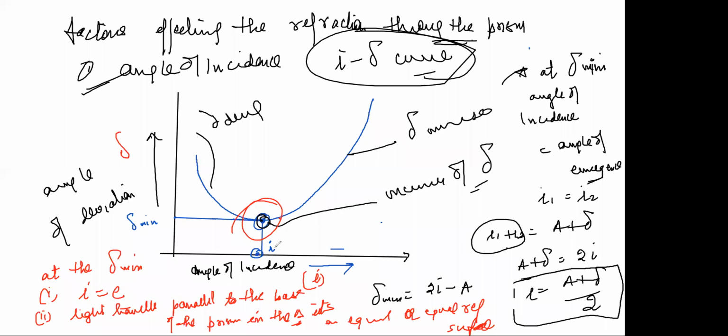So for a given prism and given color of light, that is for a given wavelength, we get a unique delta minimum. Understand? So only for one value of angle of incidence, we get the minimum value of delta. The refracted ray in the prism is parallel to its base also. That is what we call delta minimum. Clear?